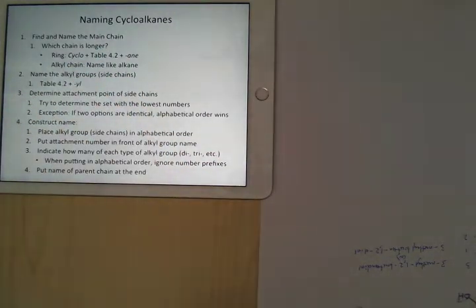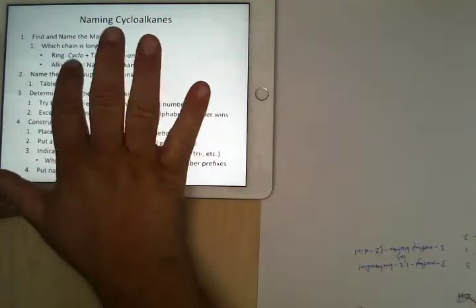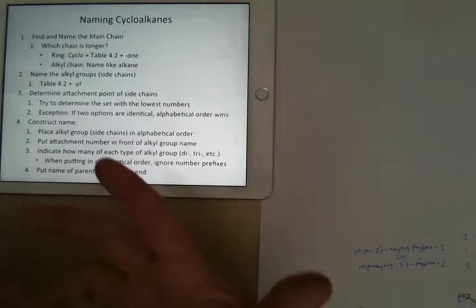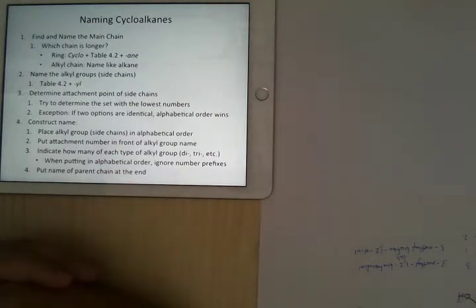But again, you're going to need to indicate that it's a cyclic structure. If it's the ring that's the main chain, you're going to need to put that cyclo in front of the main chain. Then name the side chains. Now, the problem is getting the lowest number, because since it's a ring, where is carbon 1?